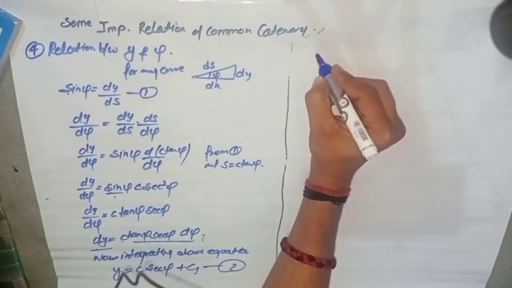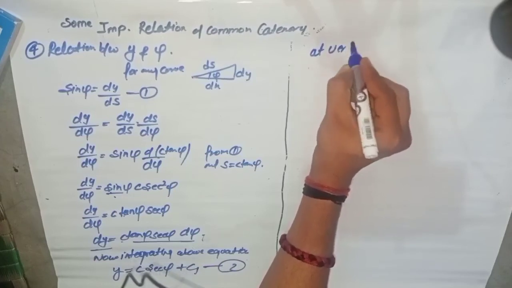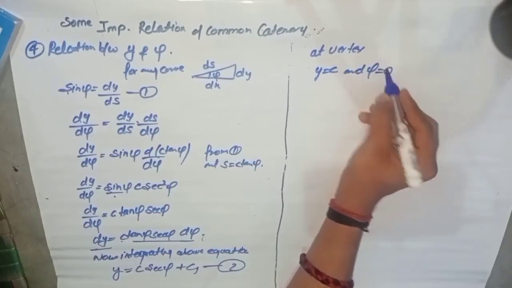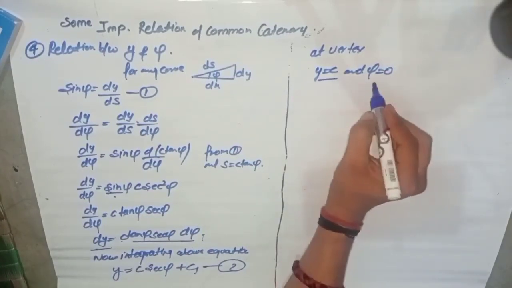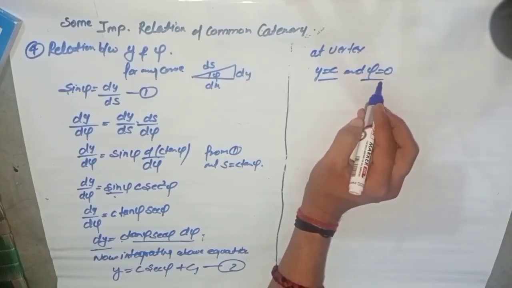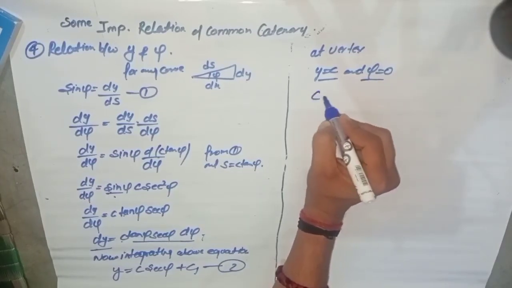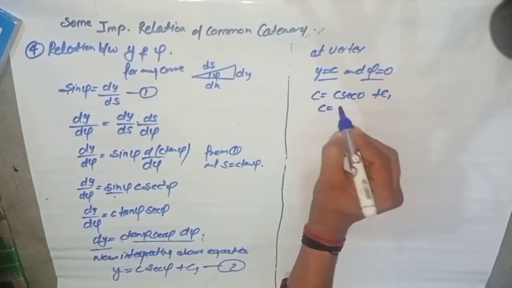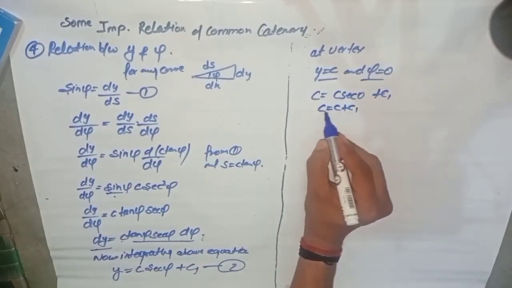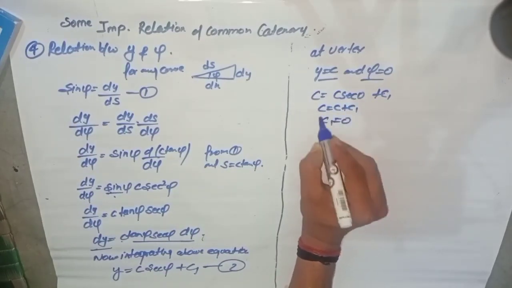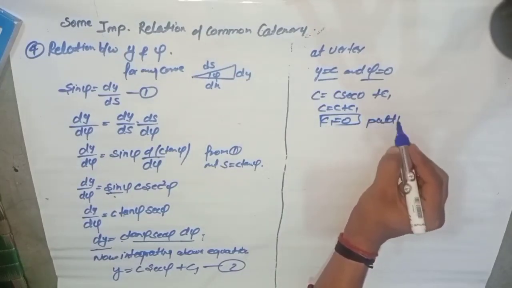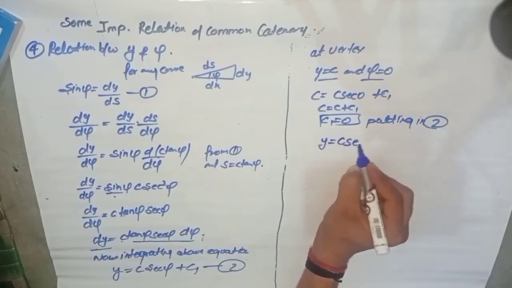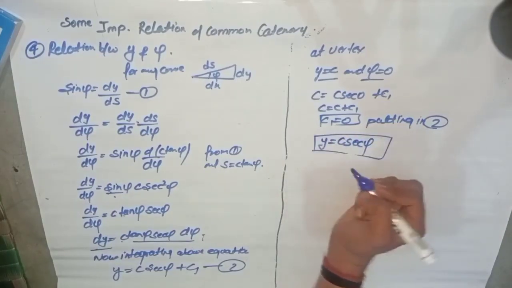Now again at the vertex, y = c and ψ = 0. Now we put the values of y and ψ in equation second, then we get y = c, and c = c sec 0 + c1, so c = c + c1, and then we get c1 = 0. Putting in equation second, we get y = c sec ψ. This is also known as a parametric equation.